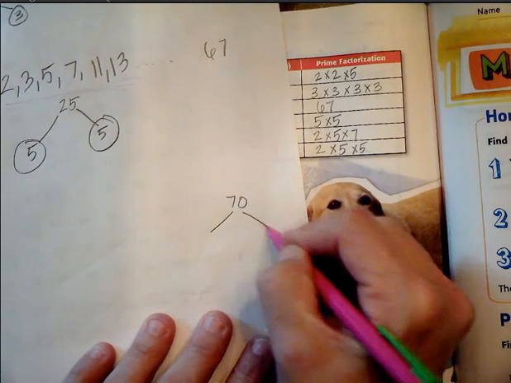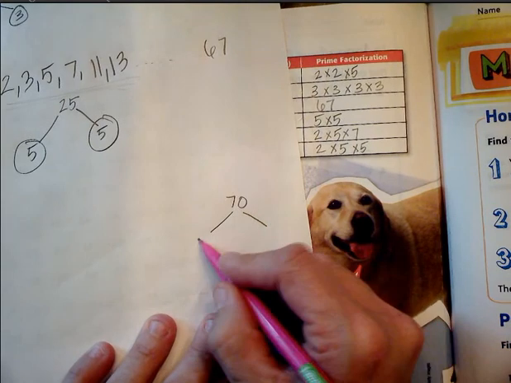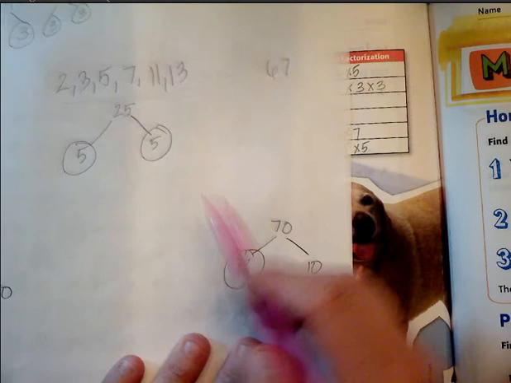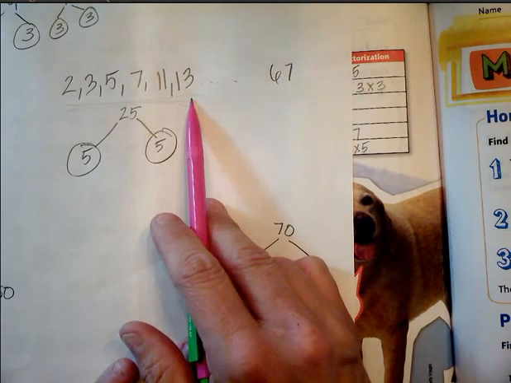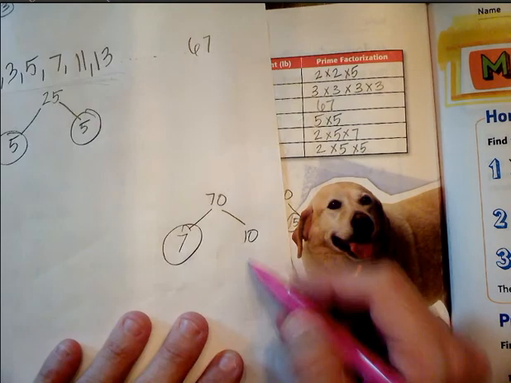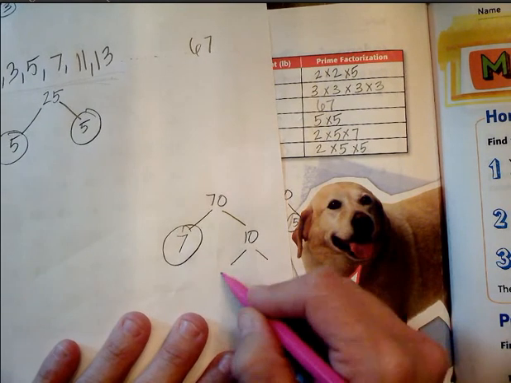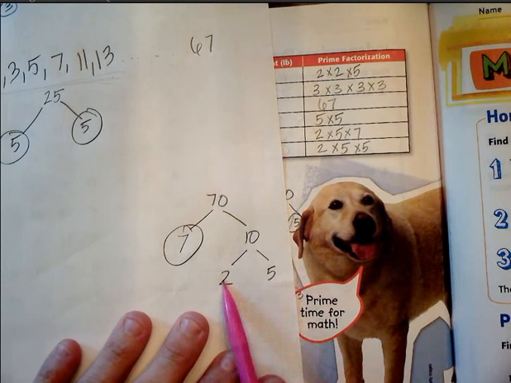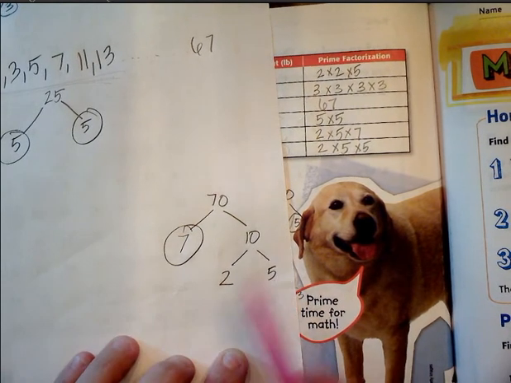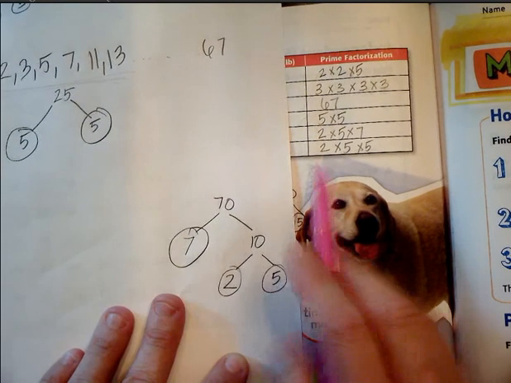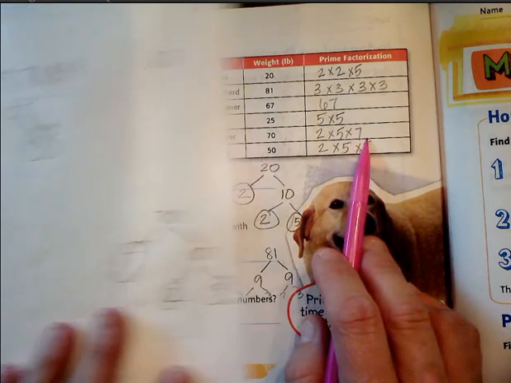70 was our next one. What times what is 70? Well, I think of 7 times 10. 7 is a prime number. I know that because of my list of prime numbers. It's only divisible by 1 and itself. What about 10? Nope, we can go 2 times 5. 10 is a composite number because we can break down the multiplication. So 2 times 5, those are both prime. That makes our answer 2 times 5 times 7 for 70.